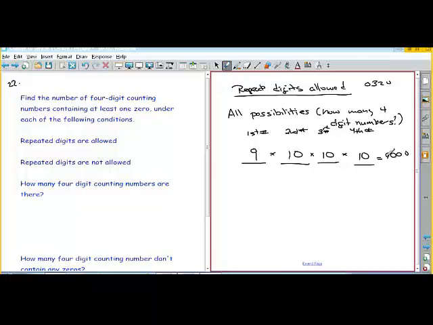Now what we need to do is figure out the numbers that don't contain zeros, because that's the opposite of containing at least one zero. Okay, so now this is the first step. The second step is the quantity, because number, I'll repeat that.